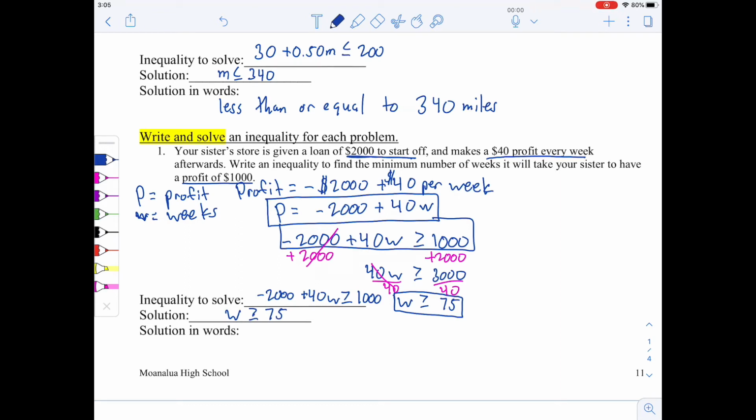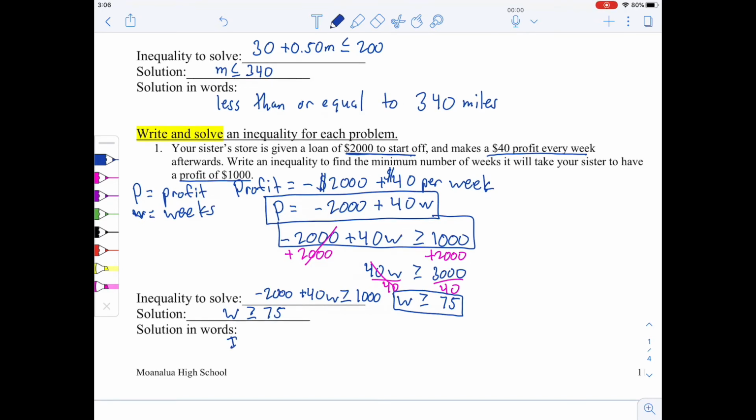And what that means in words is, in order to make a profit of greater than or equal to $1,000, it will take greater than or equal to 75 weeks to make a profit of $1,000.